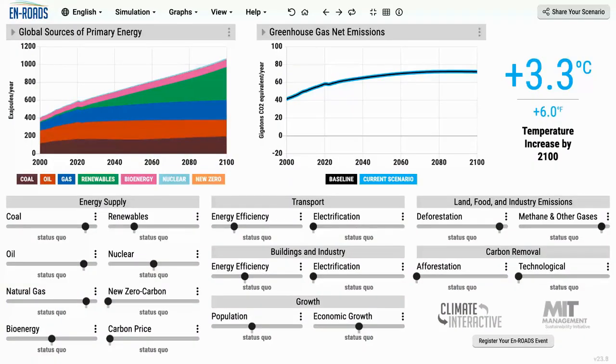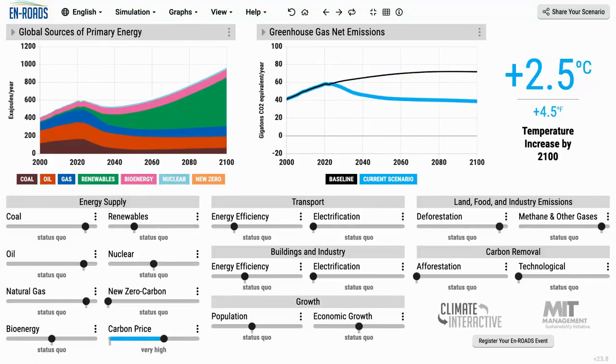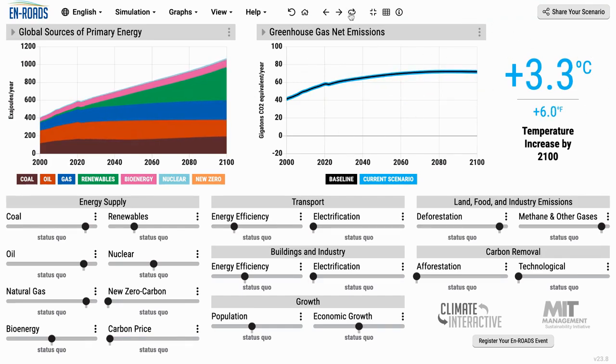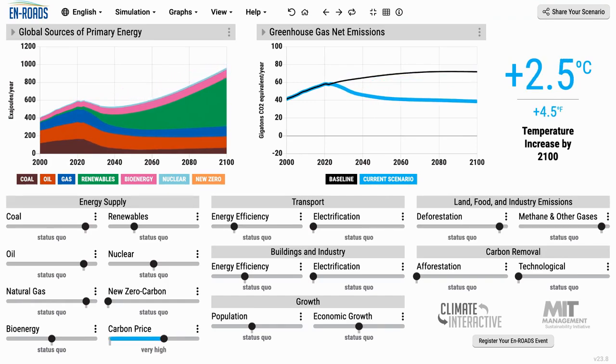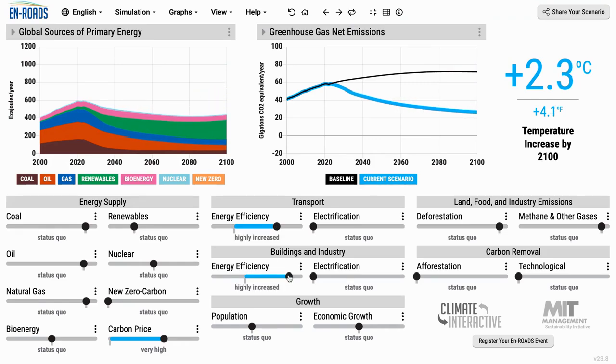En-ROADS is an online simulator that helps people see how actions, such as a carbon price, would affect outcomes such as the use of energy, greenhouse gas emissions, and then overall temperature. Seeing if you can come up with actions that limit warming all the way down to well below 2 degrees. It can show a single action, such as a carbon price, or actions together in a combination, adding, say, energy efficiency in transportation or energy efficiency in buildings and industry. You click the buttons at the bottom, and a system dynamics model plays out the equations over time.